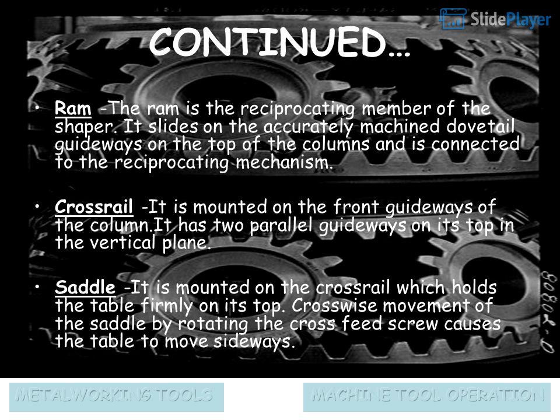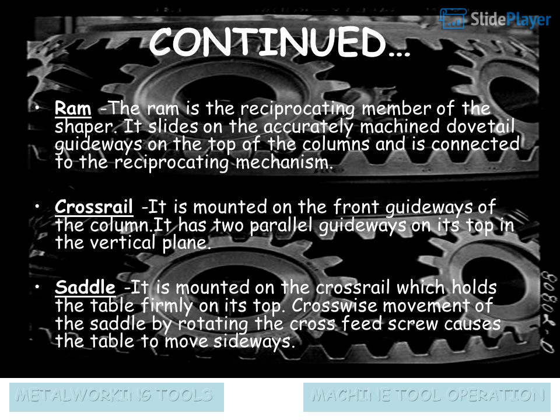Ram. The ram is the reciprocating member of the shaper. It slides on the accurately machined dovetailed guideways on the top of the column and is connected to the reciprocating mechanism. Crossrail. It is mounted on the front guideways of the column.